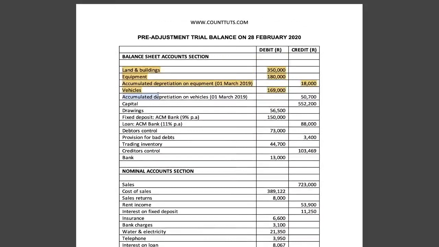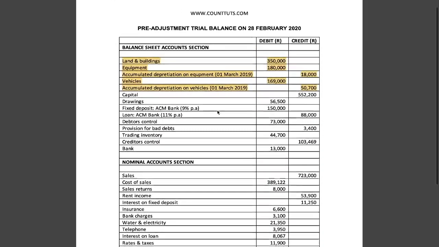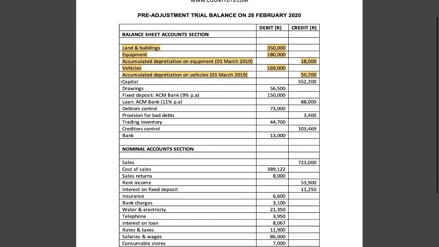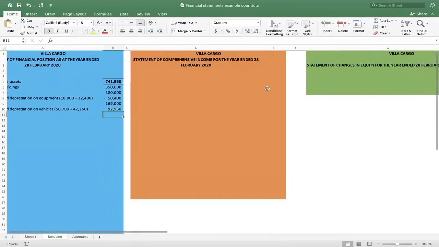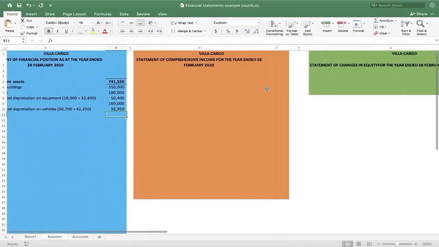You can get into the habit of doing that, which makes your work easier, or you can just tick once you have done a specific one. The next one we have here is capital. We are given the capital of 552,200 Rand. The capital, we know, goes into the statement of changes in equity, and we're going to do that.